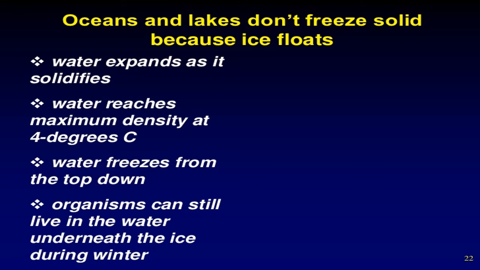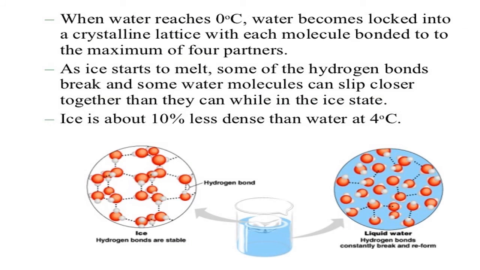So oceans and lakes don't freeze solid because ice floats, because water expands as it solidifies. Water reaches maximum density at 4 degrees Celsius, and water freezes from the top down, and organisms can still live in the water underneath the ice during winter.